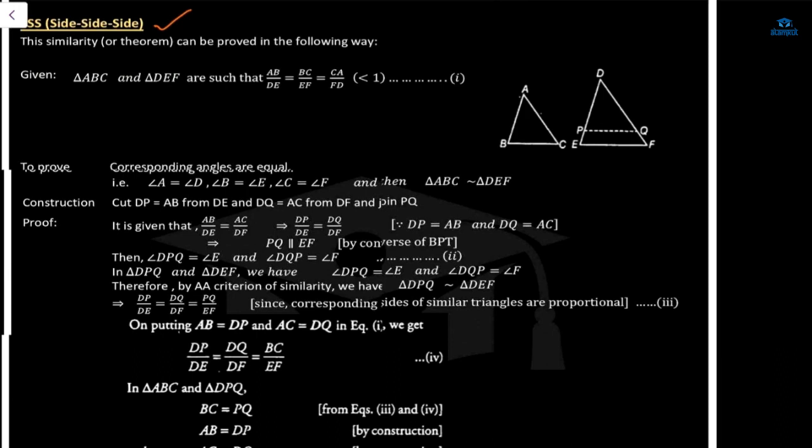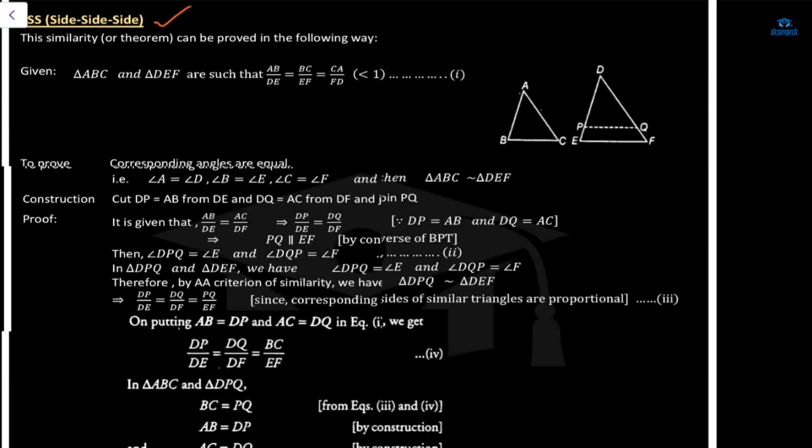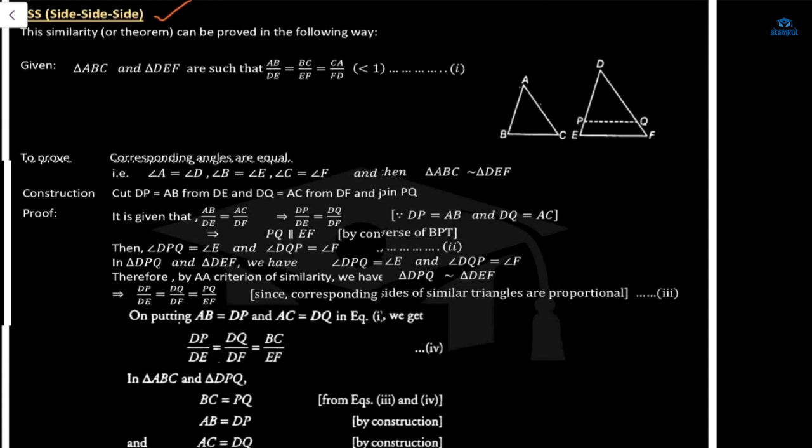Now it is already given that the ratios are equal. That means AB upon DE is equal to AC upon DF. This implies that instead of AB, you can write DP, because AB and DP are the same. So DP upon DE is equal to DQ upon DF. Here we are using the converse of BPT. Since these ratios are the same, we can say that PQ is parallel to EF. Any doubt till here?